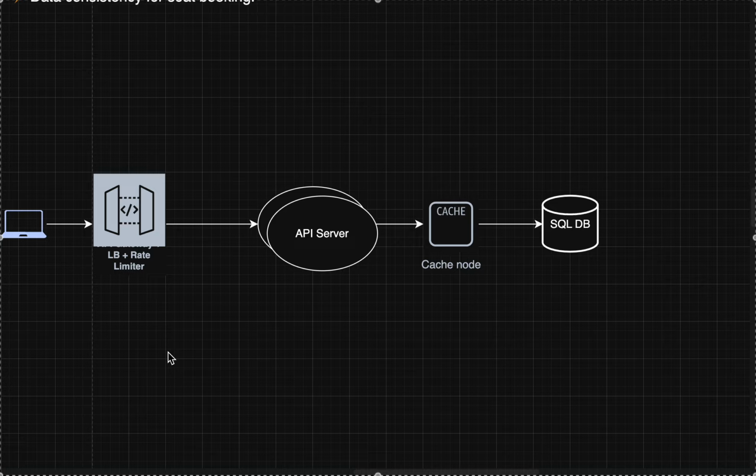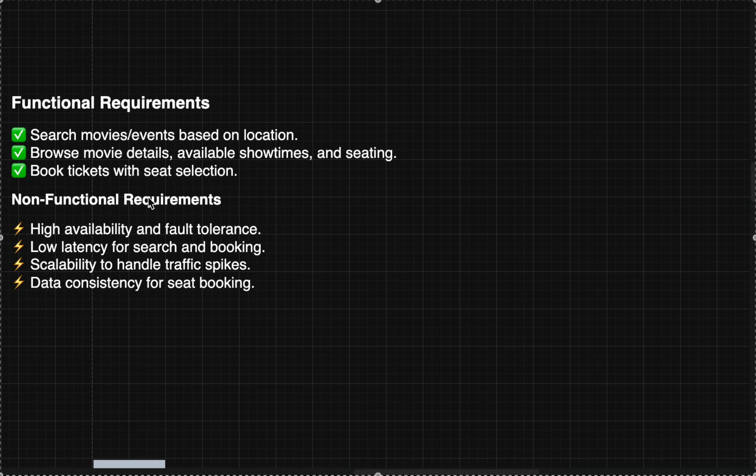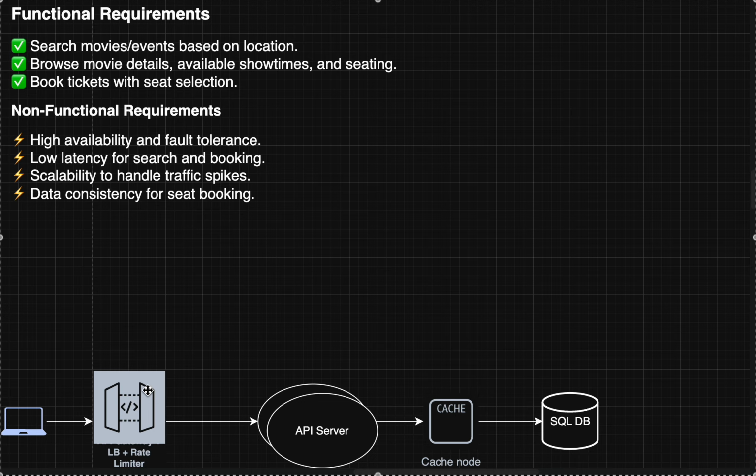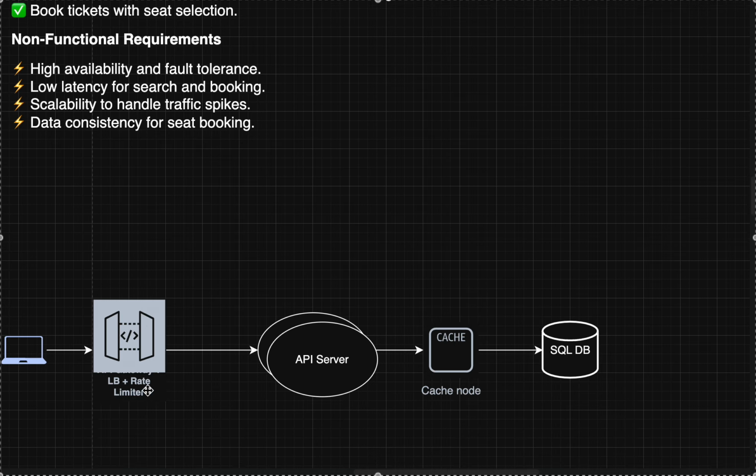We'll have one API server which will handle all our functional requirements, which is for searching movies, or if we want to do any kind of updates on those events, like for backend systems also. Booking, search, everything will be handled by this API server. We have taken a SQL DB here because we want consistency, and consistency is the key so that no two users are allowed to book one single seat. Plus we have also added a cache node so that we can cache some results and make reads faster.